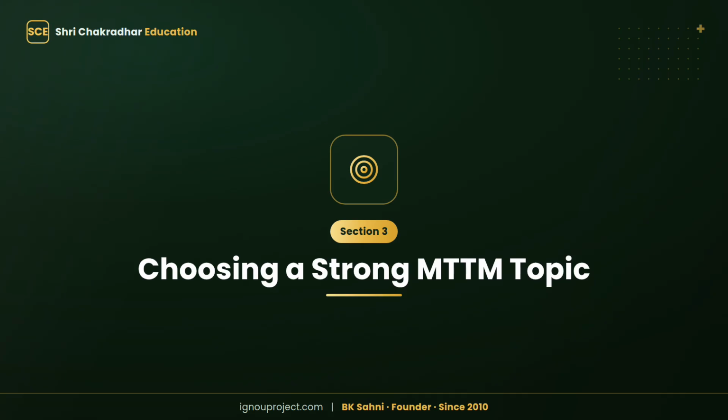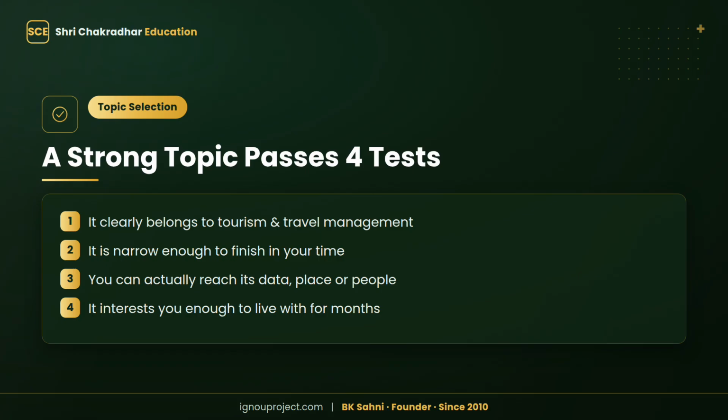Section 3. Choosing a strong MTTM topic. A strong topic passes 4 simple tests. 1. It clearly belongs to tourism and travel management. 2. It is narrow enough to finish in your available time. 3. You can actually reach the data, the place, or the people it needs. 4. It interests you enough to live with it for months.